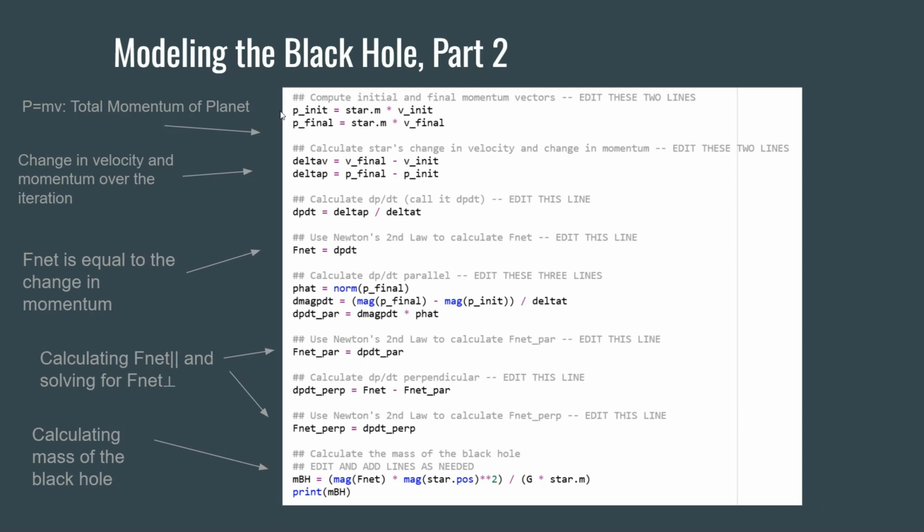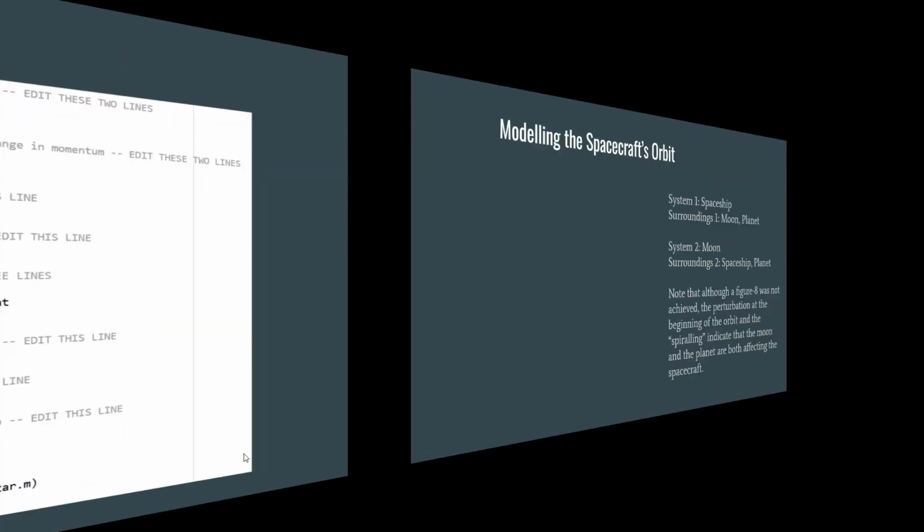Here we're calculating the momentum of the planet in total. Here we're calculating the velocity momentum over the iteration. The change in momentum is equal to the net force. We can do that conversion here. And then from having the net force, we can then calculate F-net parallel and F-net perpendicular, and then finally calculate the mass of the black hole.